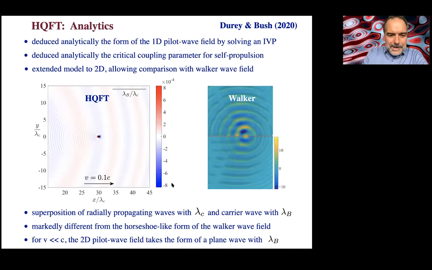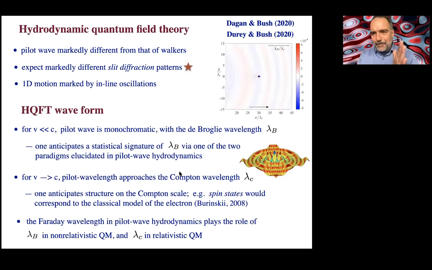In the hydrodynamic quantum field theory, you see two signatures. You see these radially propagating waves with the Compton wavelength, and then you see the plane wave structure with the de Broglie wavelength. So this is quite different from the horseshoe-like form in the hydrodynamic system. And of course, this is very important. If we're going to come back and look at the double slit with the hydrodynamic quantum field theory, we're going to have a plane wave approaching the slit, which is very hopeful in terms of getting the Fraunhofer-like diffraction.